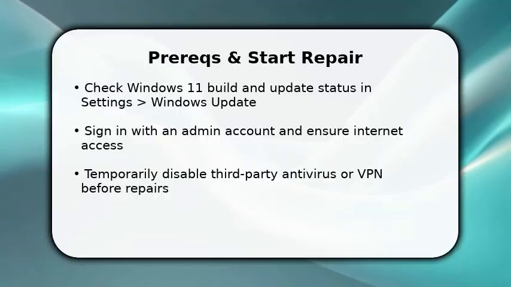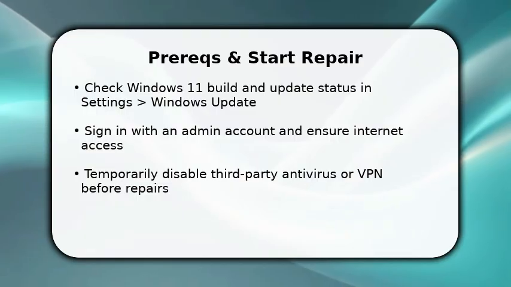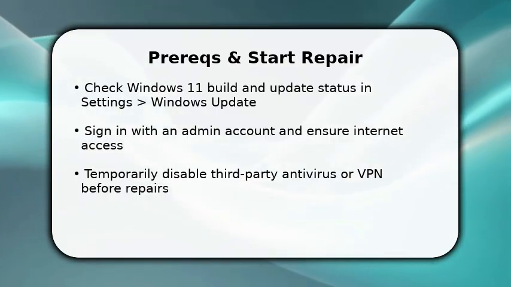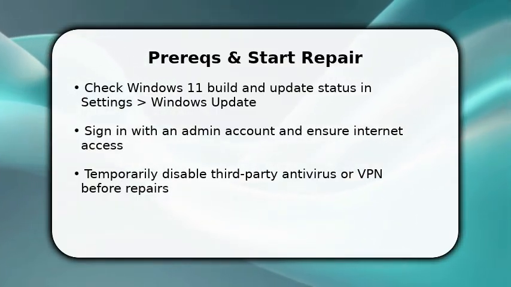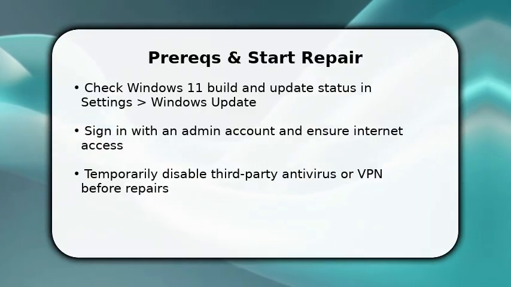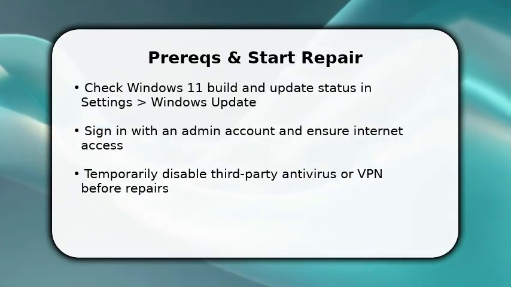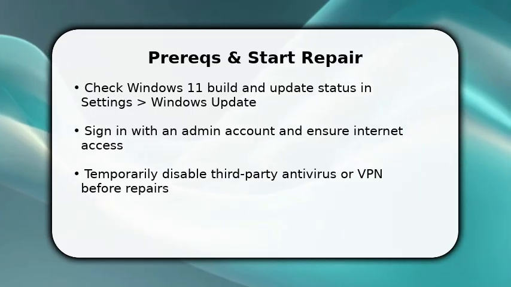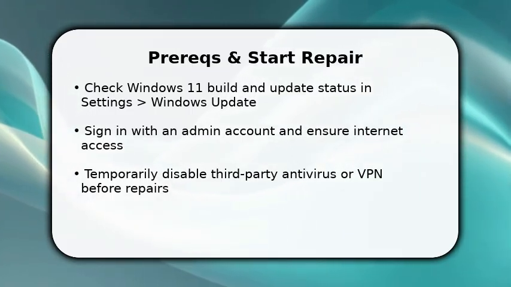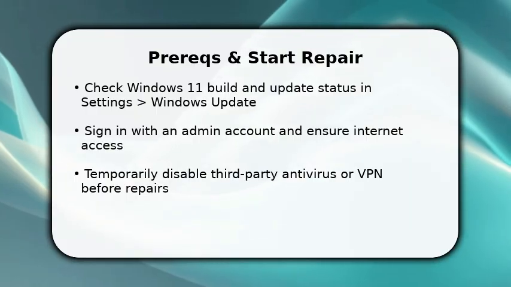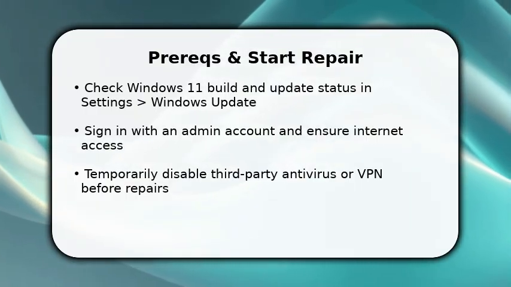Enjoy the video. You're starting repair now. First, check Windows Update and confirm you're on a supported Windows 11 build. Make sure you're signed in with an admin account so tools can write to the system. This avoids permission failures. Once done, turn off third-party antivirus or VPN because they often block store services.